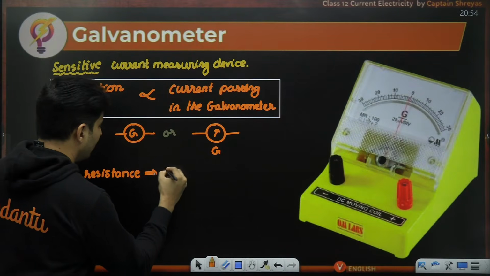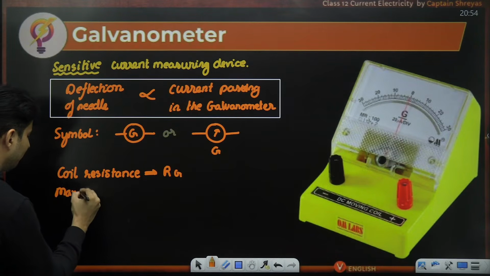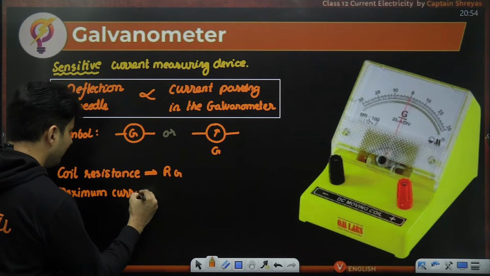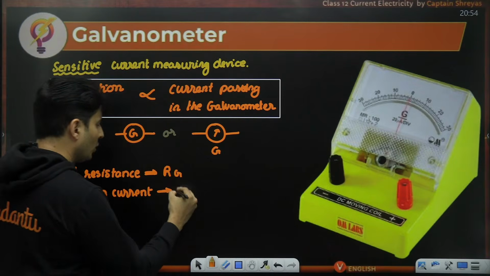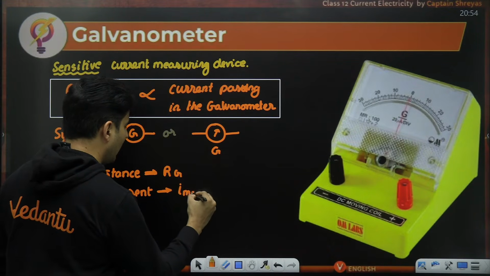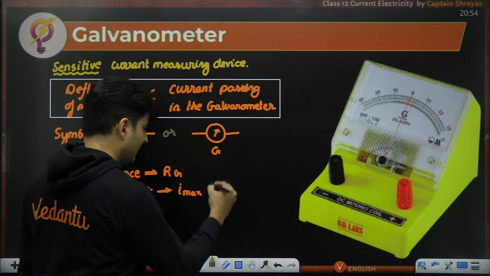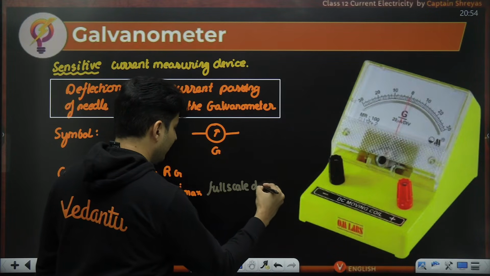Let's say I call it RG, and it also has a maximum current which can flow through it, which I can call Imax. Some books or some people also call it the full scale deflection current.